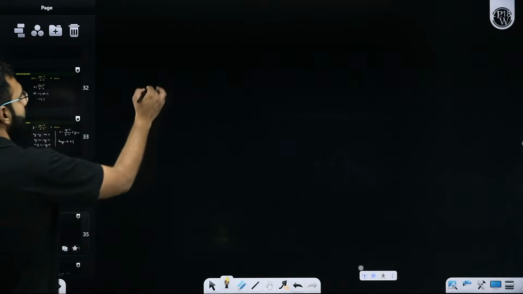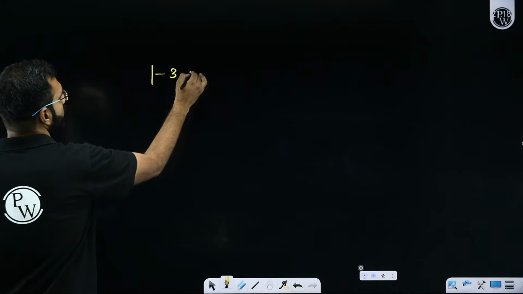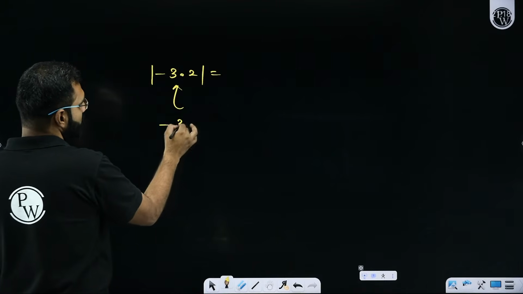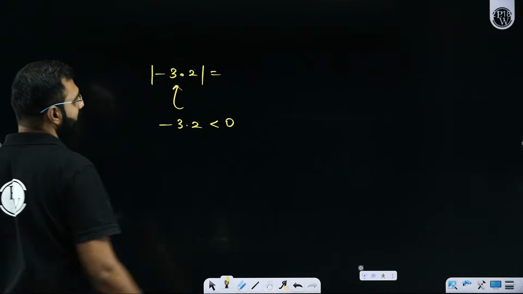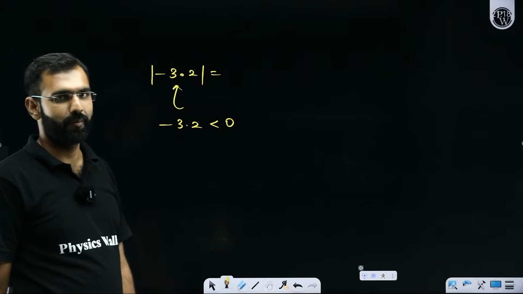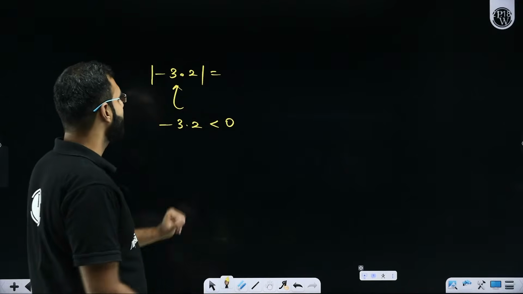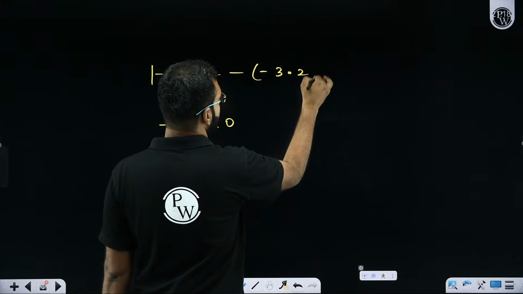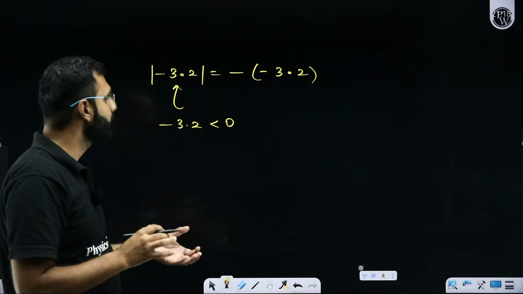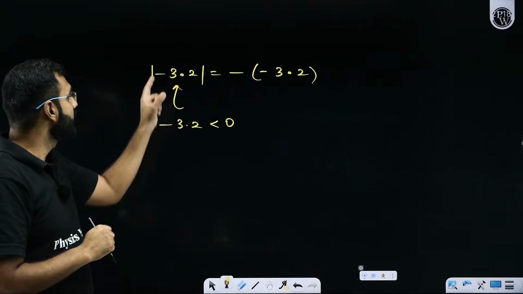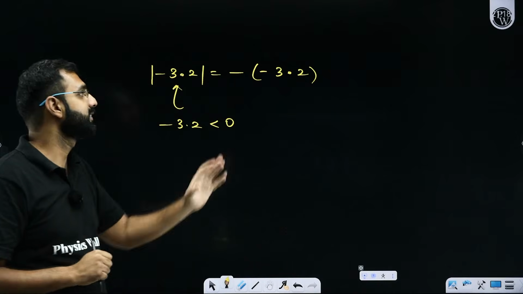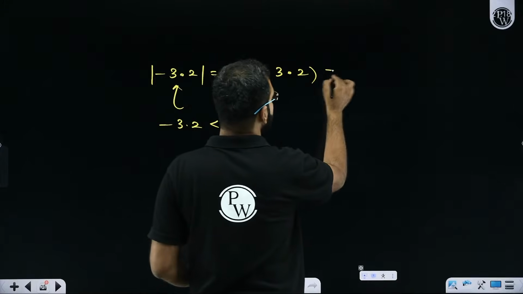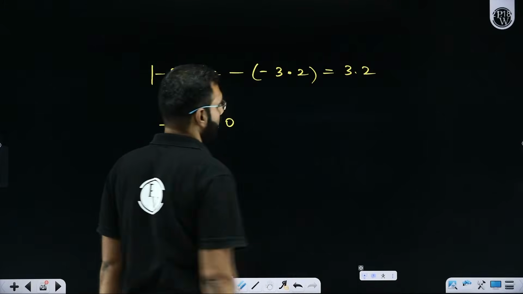So if I come back here and try to define this, how will I say it? Let's say I'm given the magnitude of minus 3.2. So I'll check minus 3.2. Minus 3.2 as a number is negative or positive? If it is negative, I'll remove the negative sign by putting a negative on this number. So the modulus function says, if the number inside the modulus sign is negative, you put a negative on it. Negative negative makes it positive, and that's how you get plus 3.2.